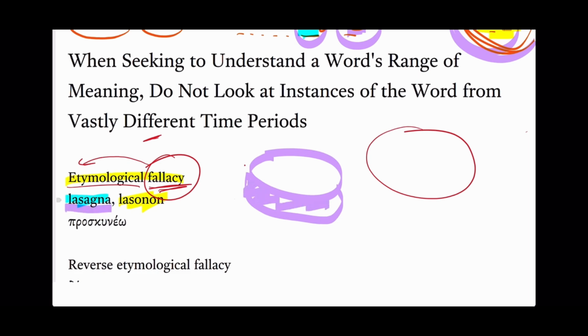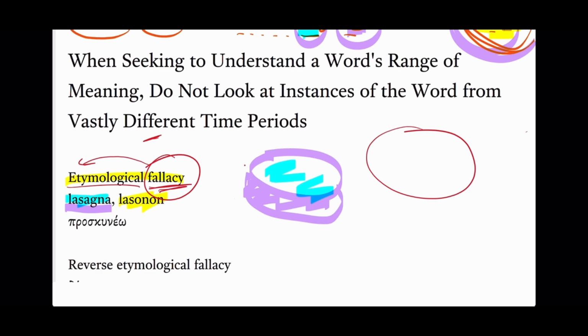But when we use the word lasagna, does knowing that origin in any way help us understand what lasagna is? That it's a pasta dish with layers of pasta with usually meat and cheese and so on. Of course not. In fact, it will lead us astray. So do not engage in the etymological fallacy.